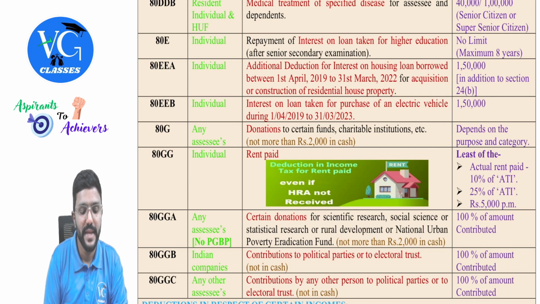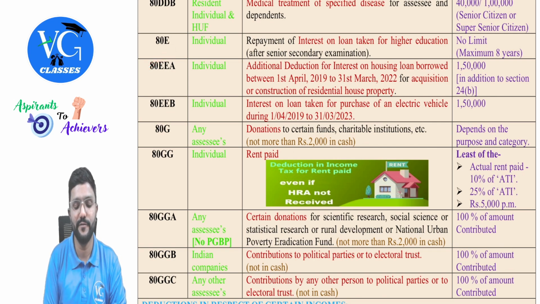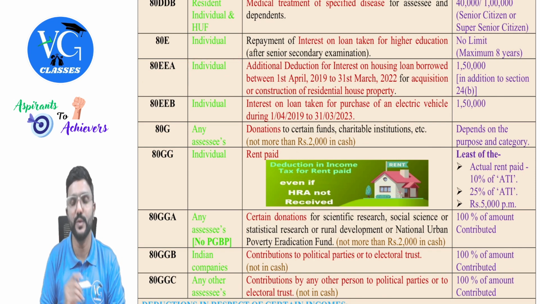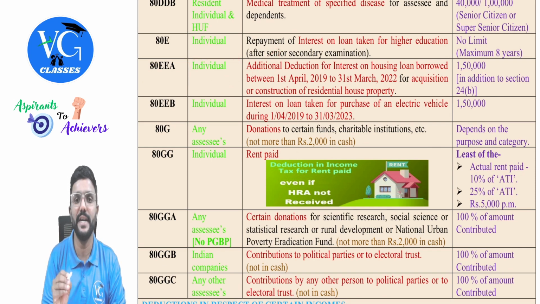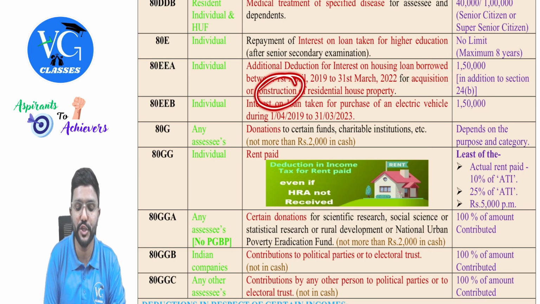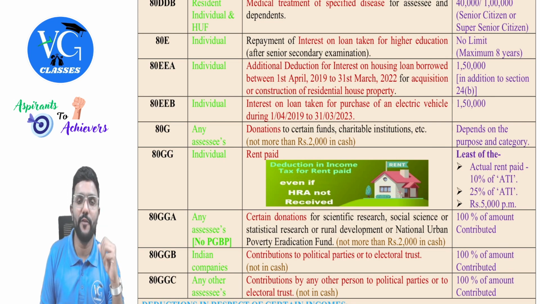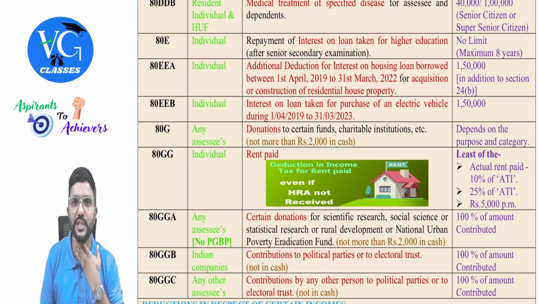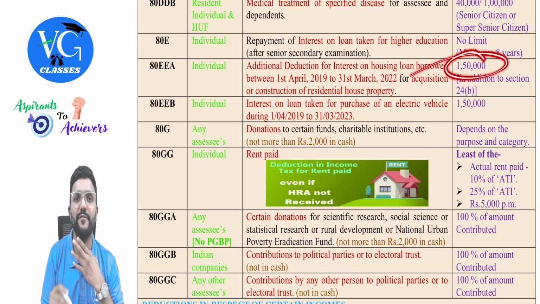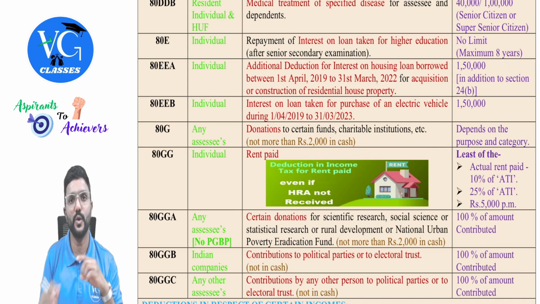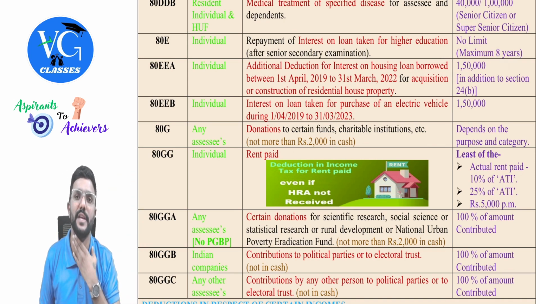Okay. Next, 80EEA gives deduction for an individual for interest on housing loan. This is an additional deduction for interest on housing loan borrowed between 1st April 2019 and 31st March 2020 for acquisition, that is purchase or construction, of a residential house property. Guys, if it is a self-occupied house property, you can claim a maximum of 2 lakh deduction for interest under the head house property as per section 24B. And this 1,50,000 is over and above that. So totally 2 lakh under house property plus 1,50,000 here.